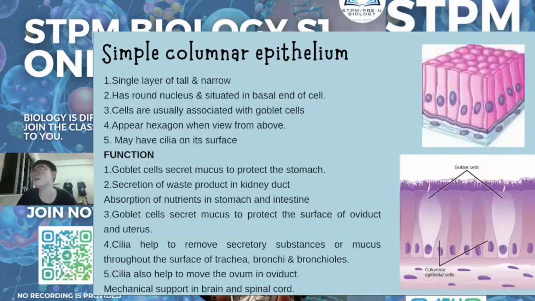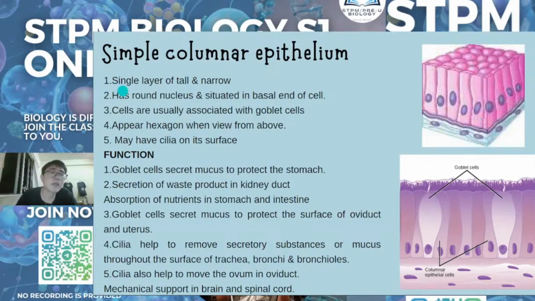Okay, another one is simple columnar epithelium tissue. Simple columnar epithelium tissue is normally the same as simple squamous. The difference is that it is more tall and narrow. For simple squamous, it is more flat and shorter. And for the simple columnar, it is more tall and narrow. So you see here the structure, it is a bit taller and a bit narrower.